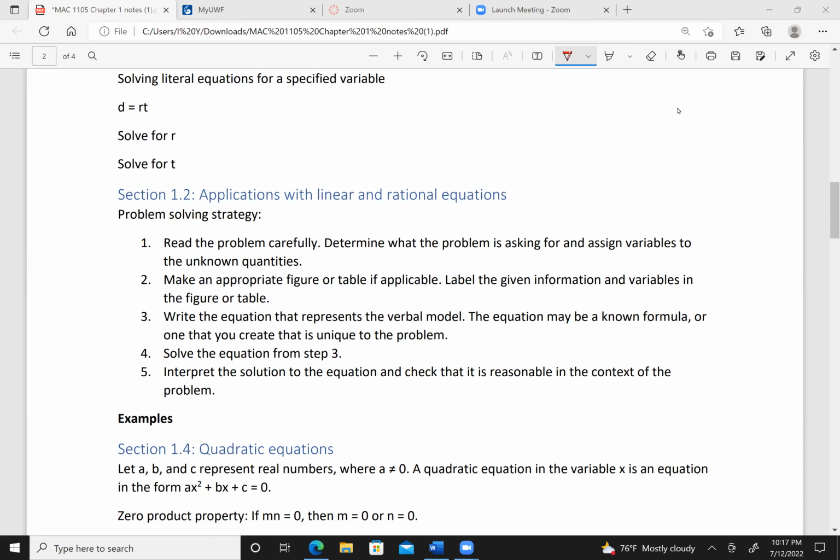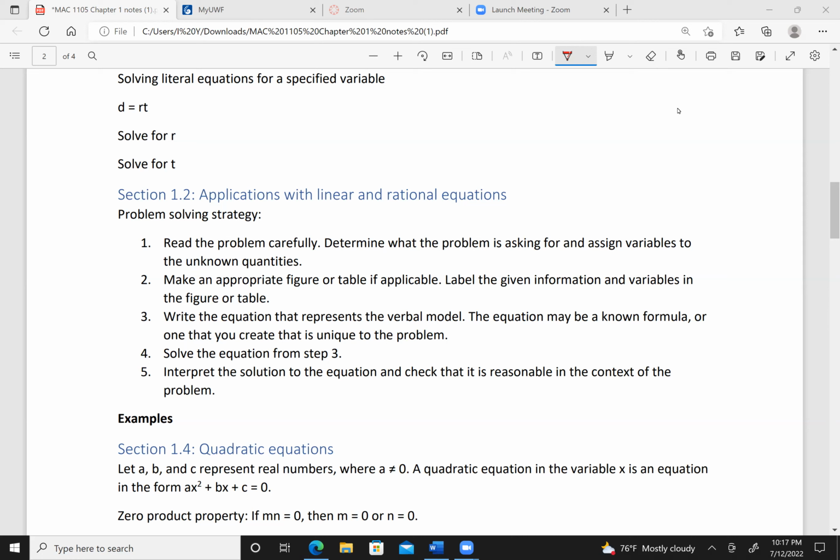Okay, today we're going to look at section 1-2, which is applications with linear and rational equations. We're talking about problem solving here, real world applications. First step is to read the problem carefully, determine what the problem is asking for, and assign variables to the unknown quantities. Make an appropriate figure or table if applicable.